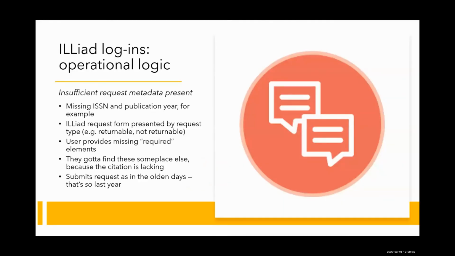So if a request has insufficient metadata, so the record that is in the database is missing the ISSN, missing the publication year, then when a requester clicks on request this item, the Illiad form is like, nope, not enough information. Let's give them the form, and they need to fill out what are the required pieces. They have to look up that information, and that just takes extra time, but is something that happens.